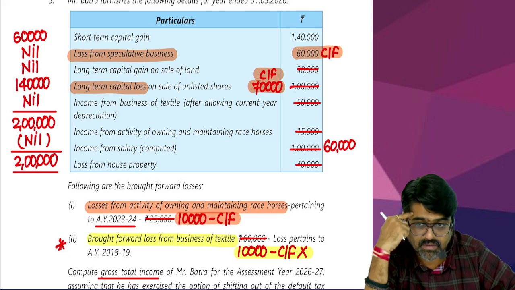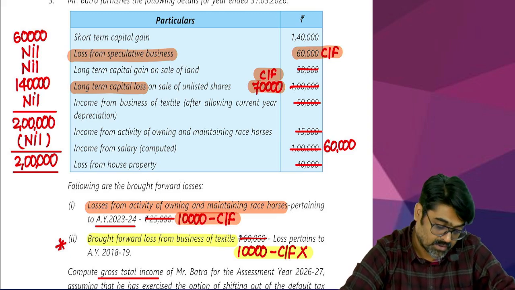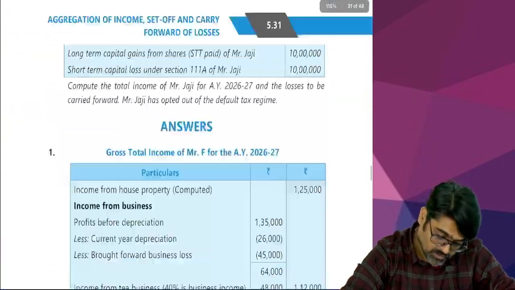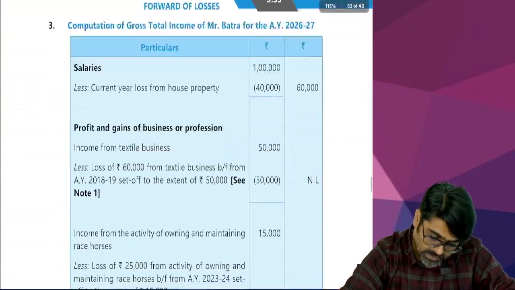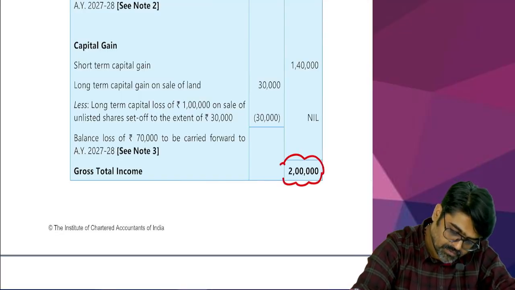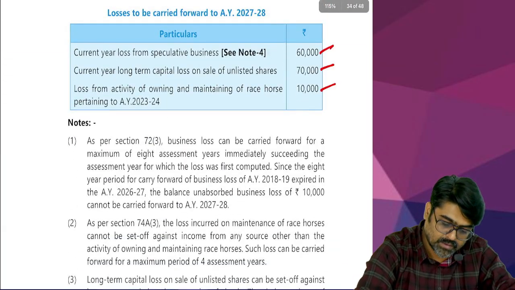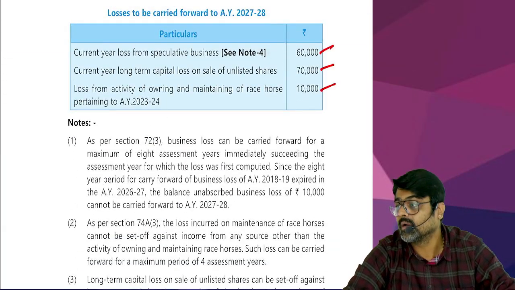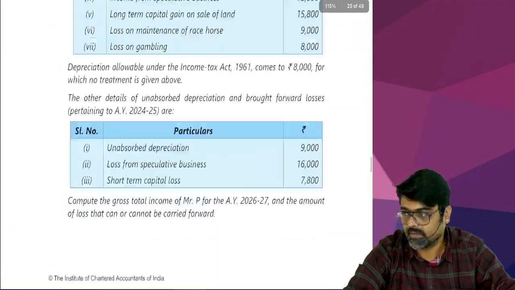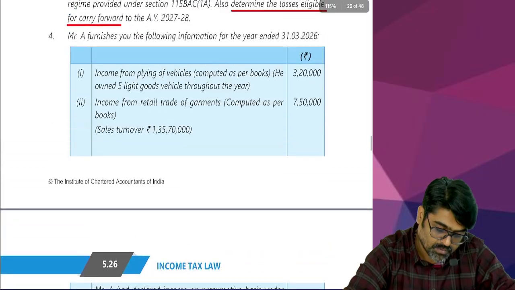Check the final answer. Do it fast. Final answer, 2 lakh rupees. Did you get 2 lakh rupees? See, 2 lakh rupees. We also got that. And 1, 2 and 3, 3 losses are carried forward. Done, no, sir? Come to question number 4.